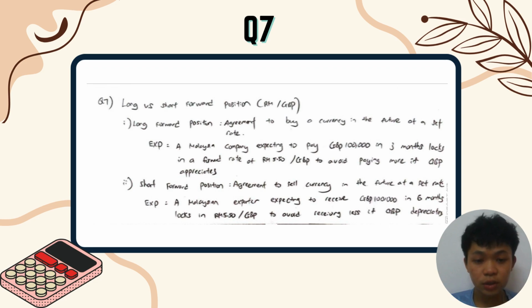Move on to question number 7. A long forward position is where you agree to buy foreign currency in the future, used by an importer. The short forward position is where you agree to sell foreign currency in the future, used by an exporter. For example, a Malaysian exporter expecting GBP revenue can lock in a forward RM per GBP rate now to avoid the loss if the GBP falls.